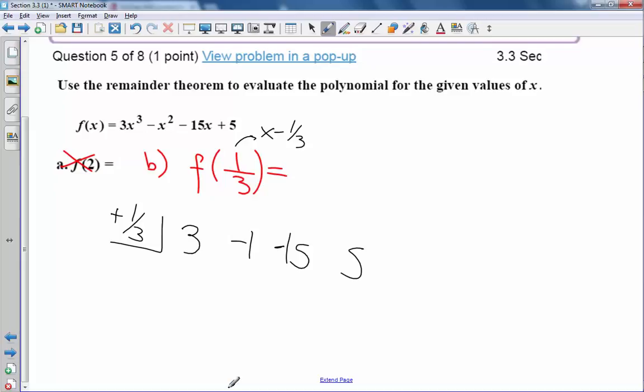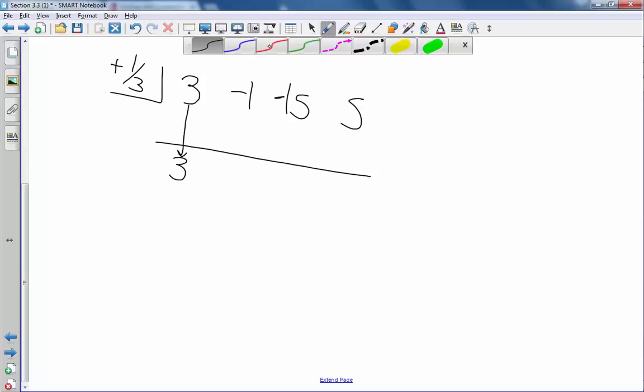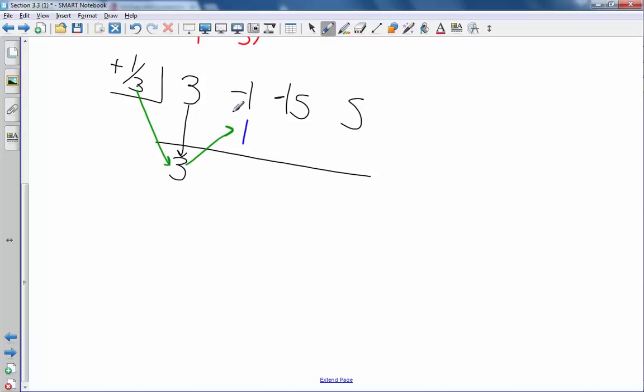15 is negative. Next, we put the horizontal line here. Bring this down. And keep multiplying and putting the result to the next empty spot, one above this number, okay? So multiply 1 over 3 times 3. Oh, that's great. What is 3 times 1 over 3? It's 1. So this is positive 1. Negative 1 plus positive 1 is 0. Wait a minute. Do we subtract or add? In synthetic division, we add.